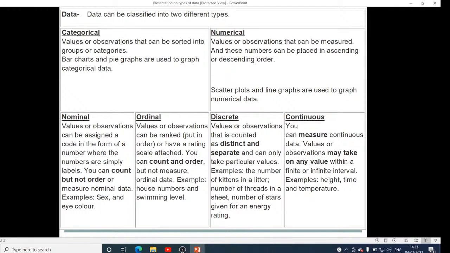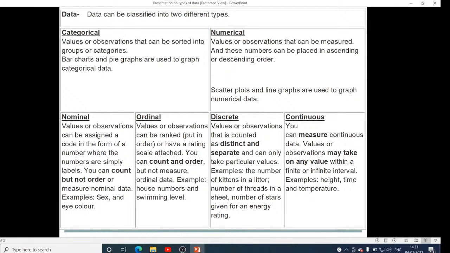Okay, then qualitative data means categorical data. Values or observations that can be sorted into groups or categories. I already told you about categories. Suppose gender is given, gender has categories, male or female. Marital status also has categories: married, unmarried, widow, or something else. This type of data is called categorical data. We can represent this data with bar charts and pie graphs.